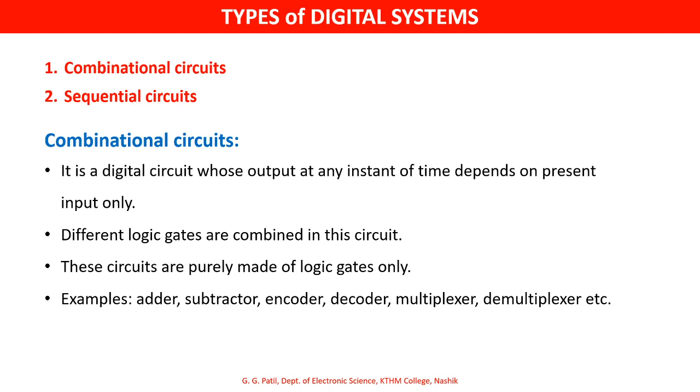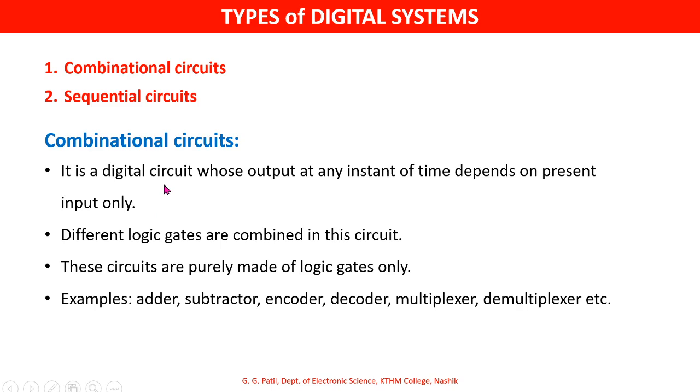Types of digital systems. As in the introduction, we said there are combinational circuits and sequential circuits. These are essentially two types of digital systems. First, the combinational circuits. It is a digital circuit whose output at any instant of time depends on present input only.